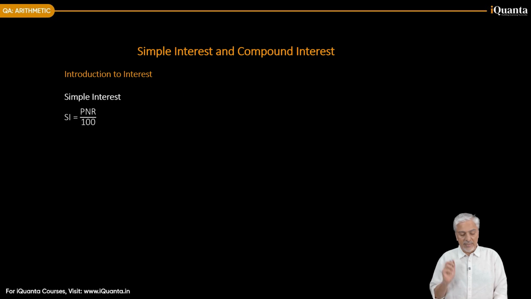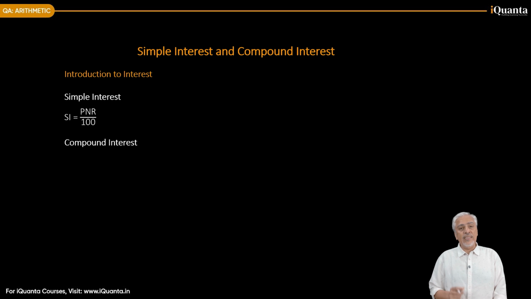When I say simple interest, the formula for simple interest is very easy. You can do P into N into R upon 100, where P is the principal, N is the number of years for which you have invested, and R is the rate of interest which you are charging.